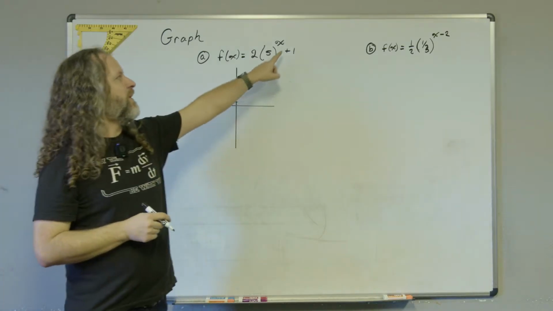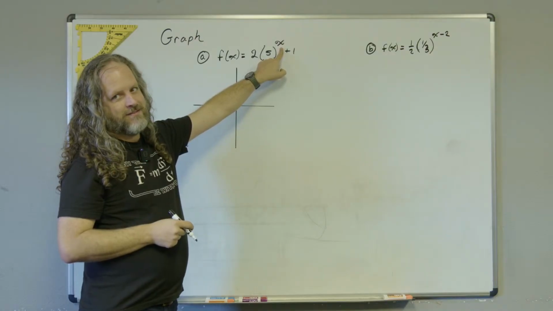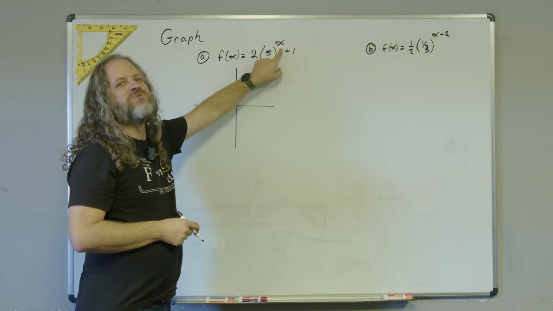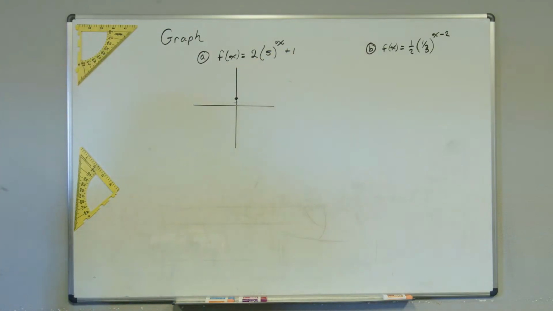We put a 0 in here. 5 to the 0 is 1, not 0. It is 1 times 2 is 2, plus 1 is 3. Oh, look how wrong you are.